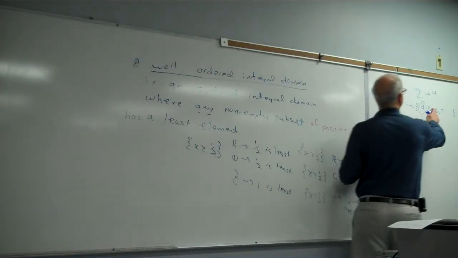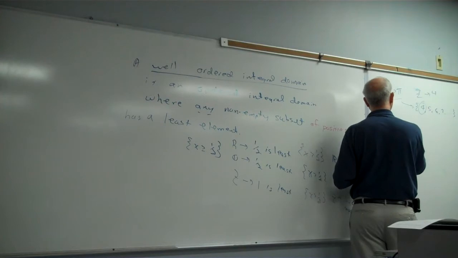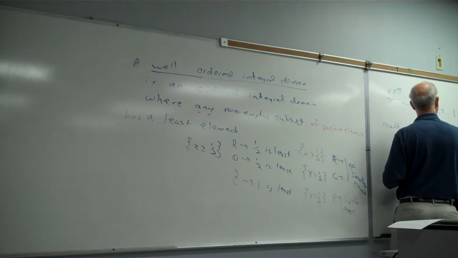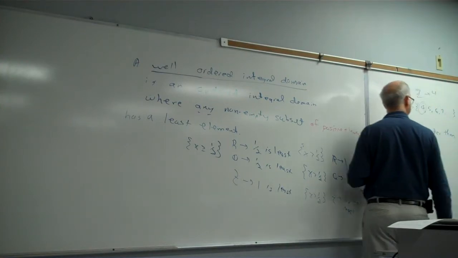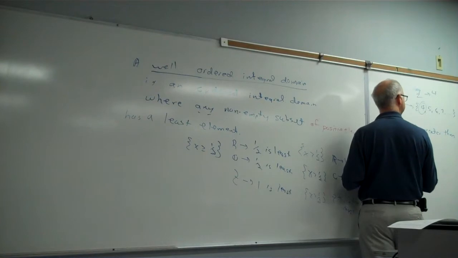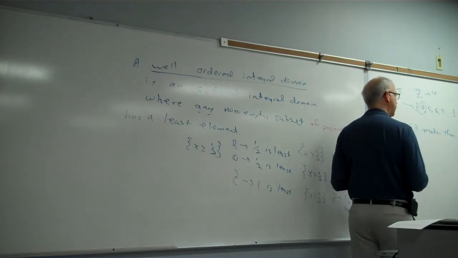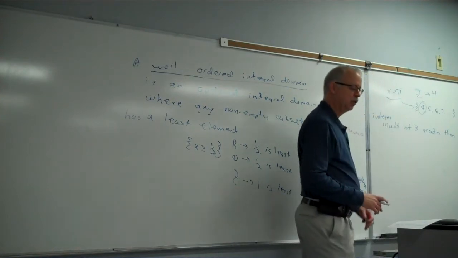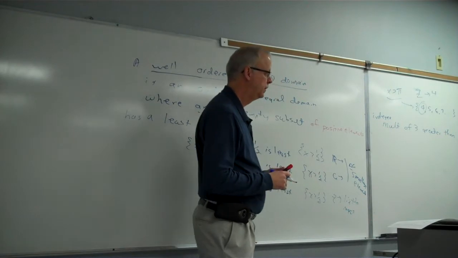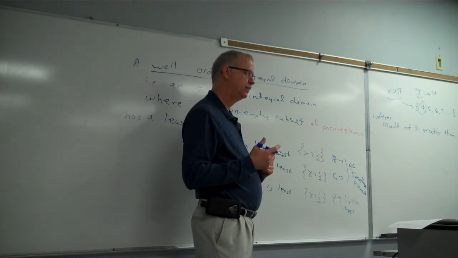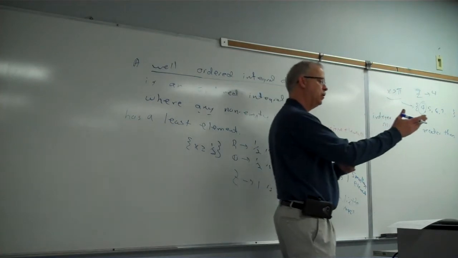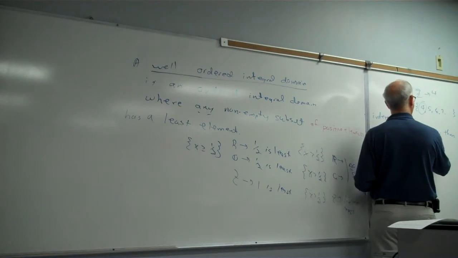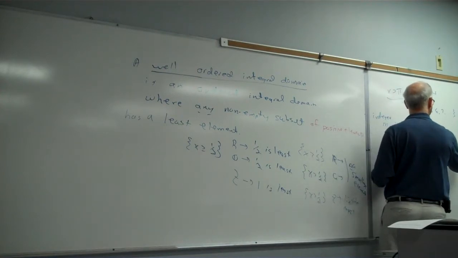So even things like multiples of 3 greater than 100. So, integer multiples of 3 greater than 100. Is there a smallest element? Yeah. Okay, what would it be? 102. And then what, 105, 108.